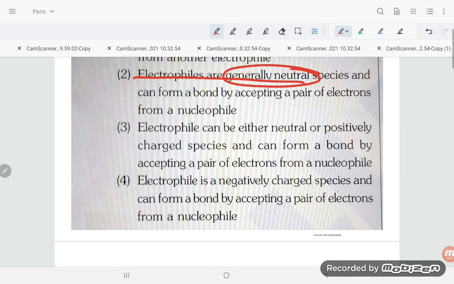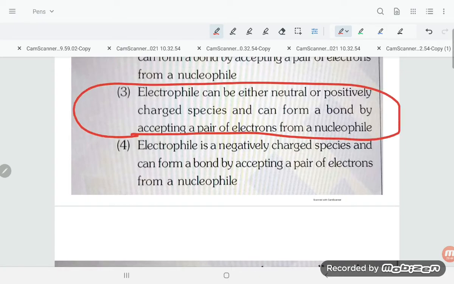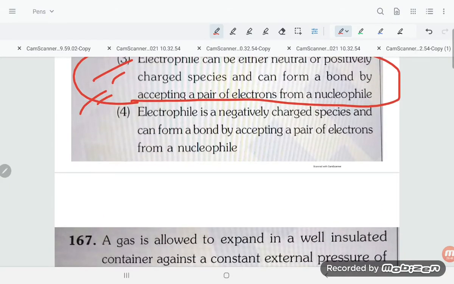Generally neutral, no. Sometimes it can be neutral, not generally neutral. Electrophile can be either neutral or positively charged species and can form bond by accepting the pair of electrons. So this is the correct option, student, option number 3rd. They are asking the correct statement, option number 3rd is correct.